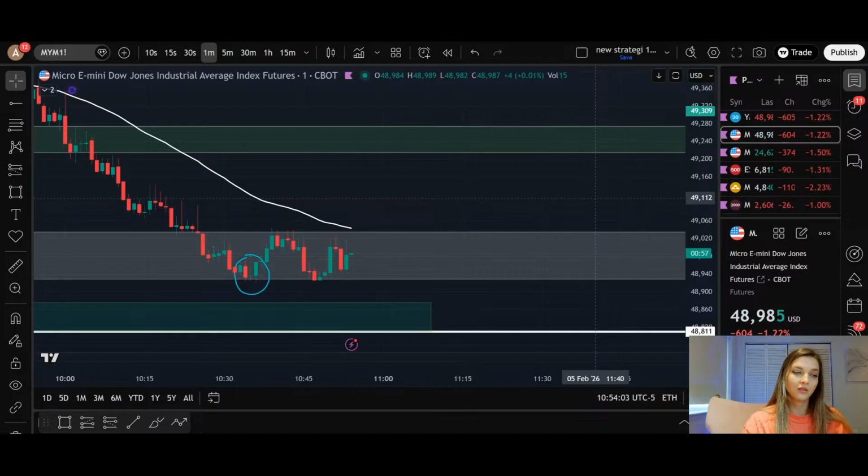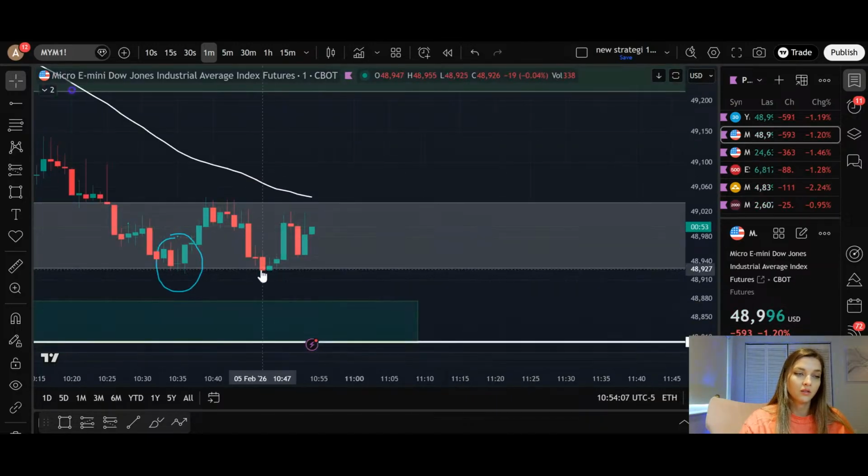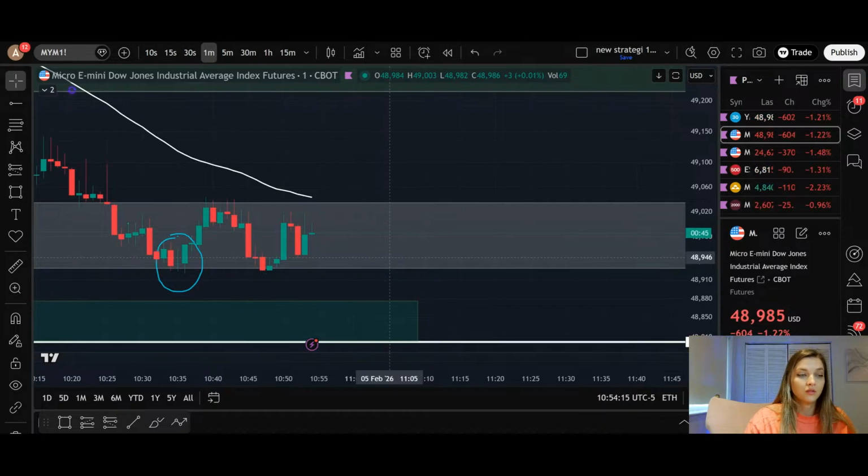3 times stop loss. Well, why don't you just put the stop loss just below here? Just below here. Where do you put your stop loss? Just put it just below.